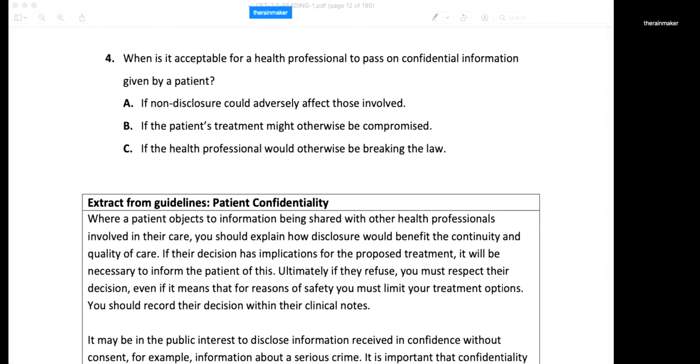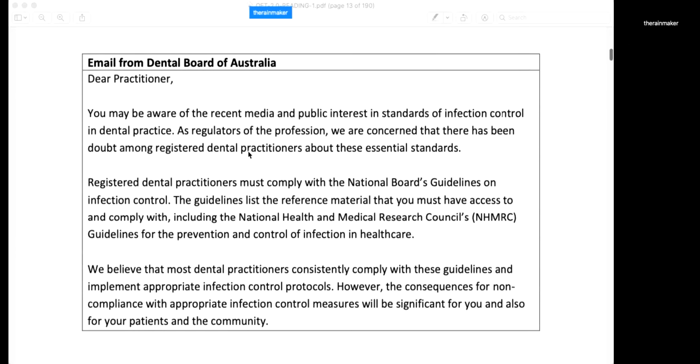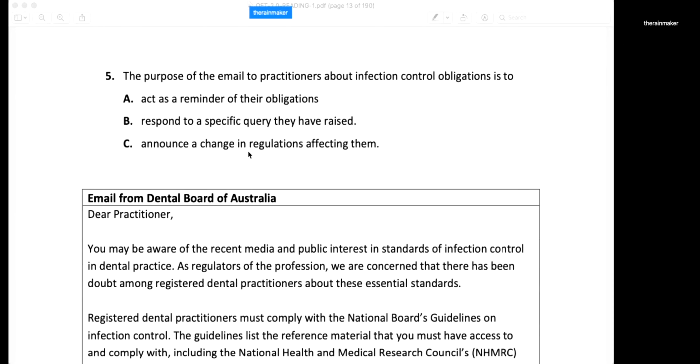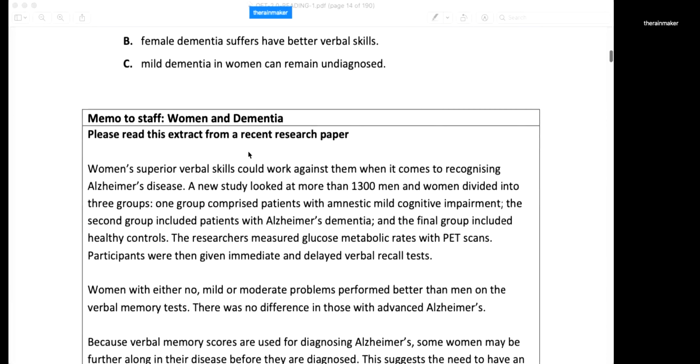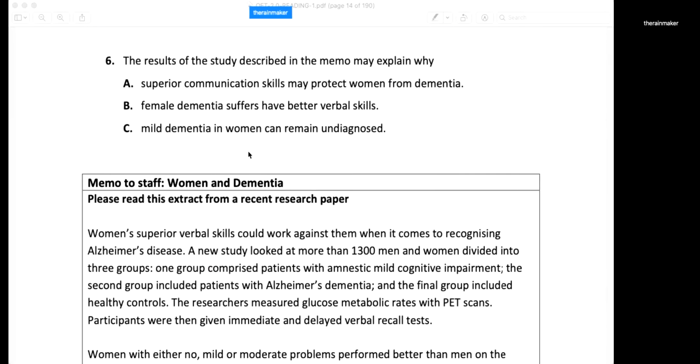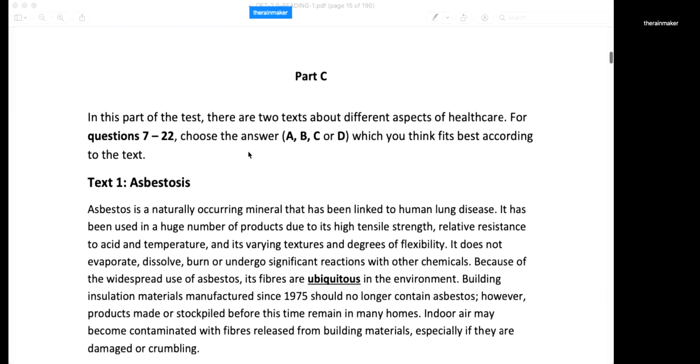It's completely different here. And then after that, you have email from Dental Board of Australia. That's dentistry, and you have your own options with that. And then sixth one, we have women and dementia, related to neurology. Then you have three options, right? After that, part B is over. Then we proceed towards part C. Like I told you, there will be two texts.